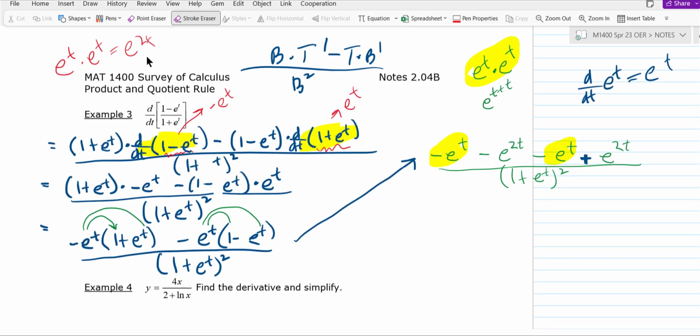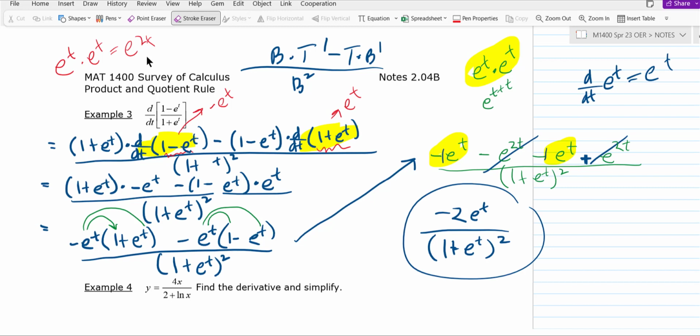Okay? All right, so what happens is that cancels out. All right, then these are like terms. So you have negative 1 minus one of those. That's negative 2. That's like having negative x minus x, which is negative 2x. So that would be negative e to the t all over 1 plus e to the t to the second. That's your answer right there.